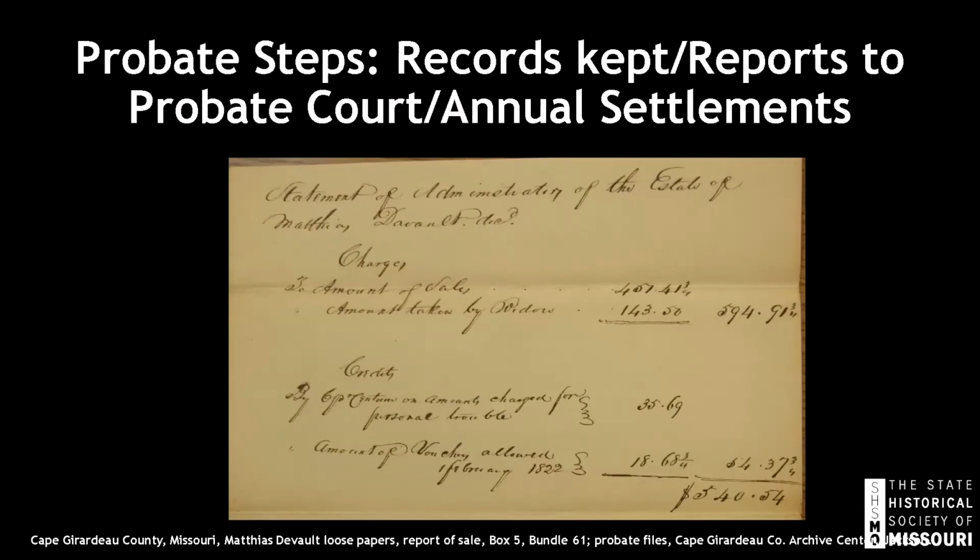The administrators had to keep records because they had to report to the court periodically, at least annually. So an annual settlement was essential. So here's one statement that was in the probate file for charges and credits that they had assembled since the last report to the court. Otherwise, they don't report annually. They're going to be either removed as administrator by the court or fined in some way, shape, or form.